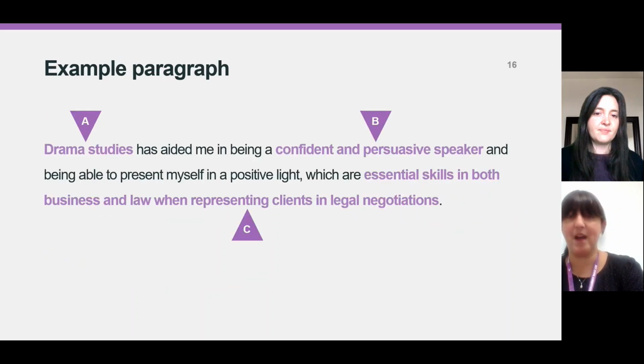And this is just an example of that rule in practice as well. So you can see A is the activity, so drama studies. B is the benefit and what that student has got from that, so confident and persuasive speaker. And then they've highlighted how that impacts or will impact the course and that subject area.